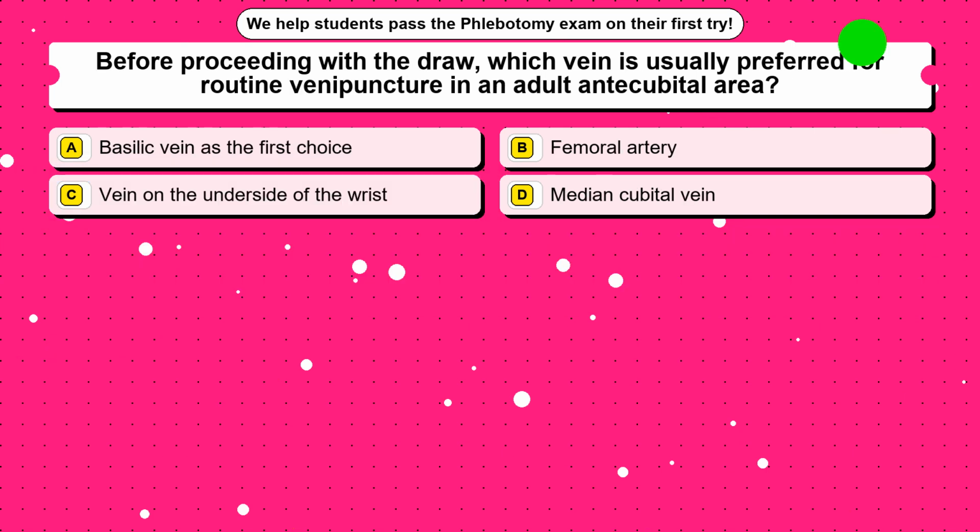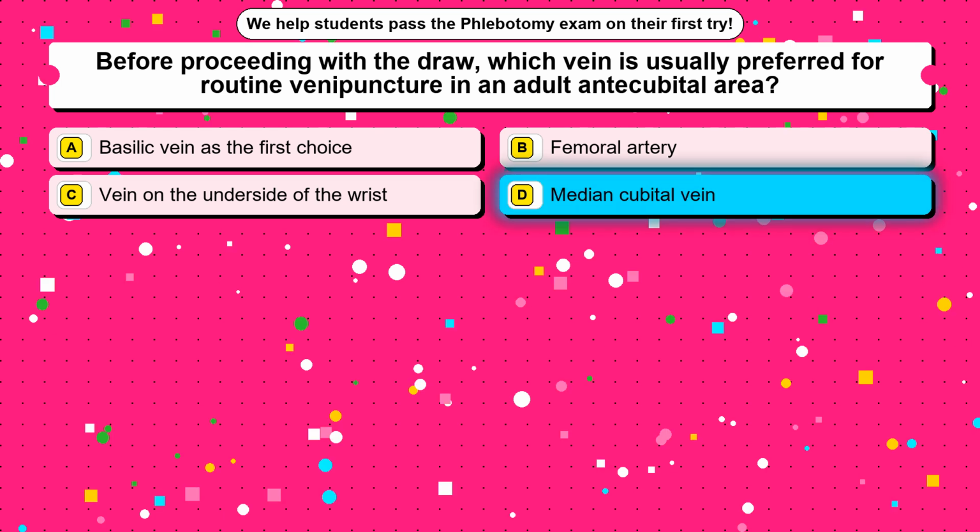Question 24. Before proceeding with the draw, which vein is usually preferred for routine venipuncture in an adult antecubital area? Option A. Basilic vein as the first choice. Option B. Femoral artery. Option C. Vein on the underside of the wrist. Option D. Median cubital vein.